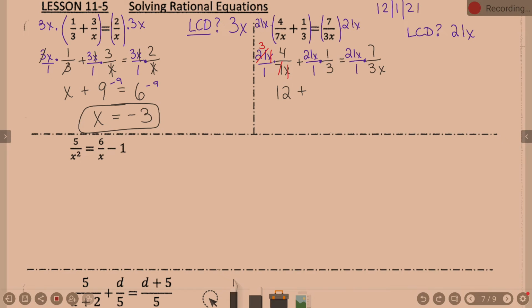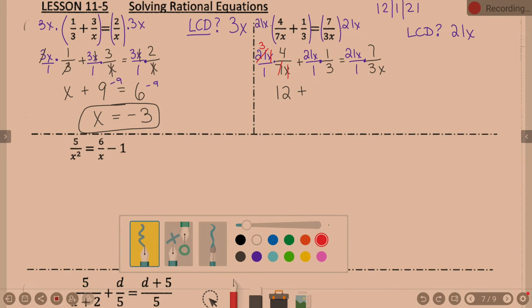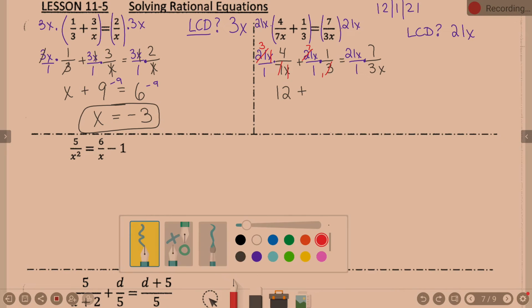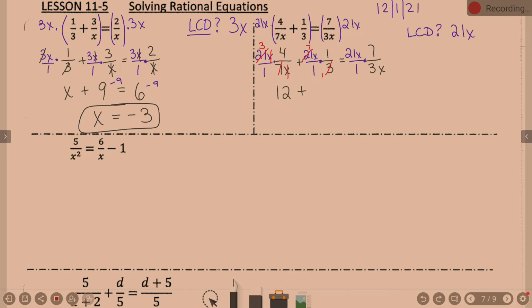Plus. Next one. 21 over x, or 21x over 1, times 1 over 3. 21 over 3 is 7. Okay, so there's a 3 in common, yes? Yeah. 3 divided by 3 becomes 1. It's gone. 21 divided by 3 is 7. What remains then? 7 times 1. Not just 7 times 1, though. 7x. So watch out for that x.